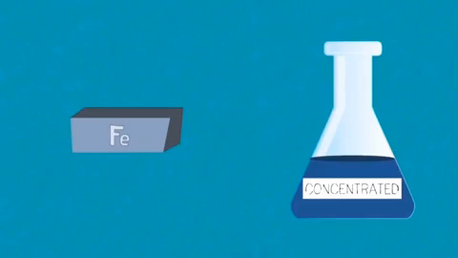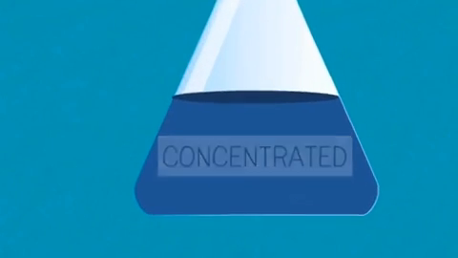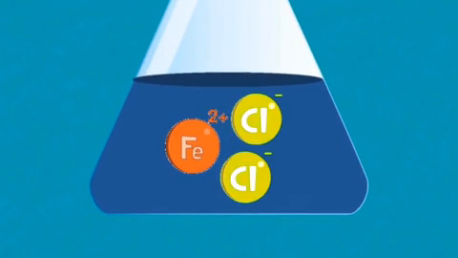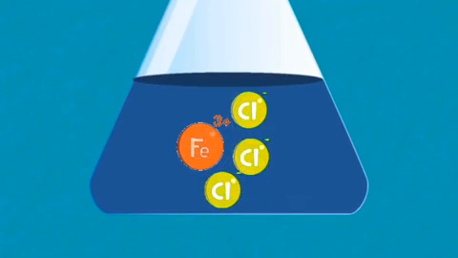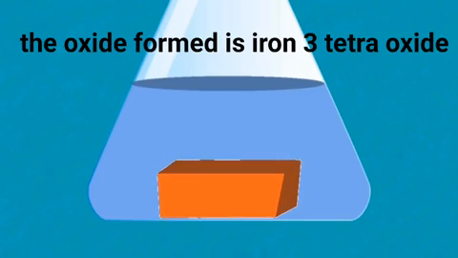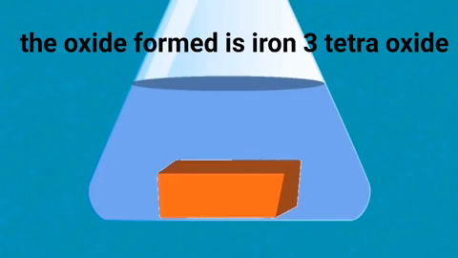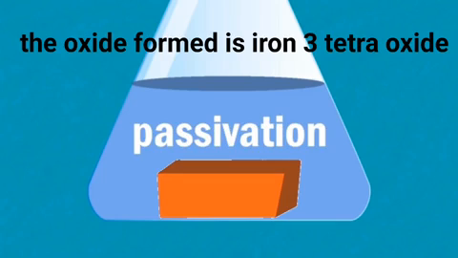What do you think happens when iron reacts with concentrated acids, or if there is oxygen present? Pause, think and continue when you're ready. The correct answer is that the iron is oxidized from Fe2+ to Fe3+. In some concentrated acids like nitric acid, the surface of the iron forms an oxide layer and stops reacting further. This is not observed with other concentrated acids. The process is called passivation.